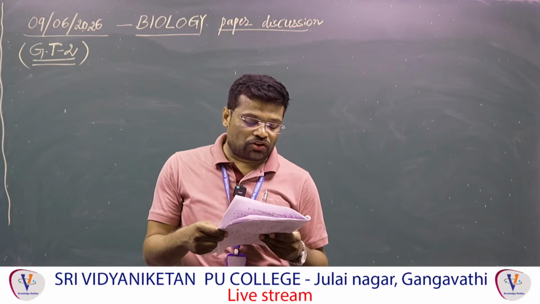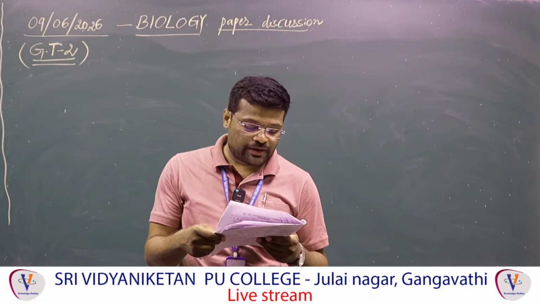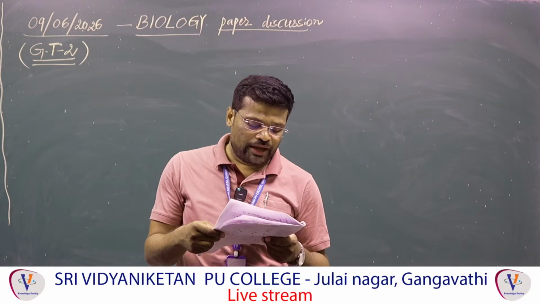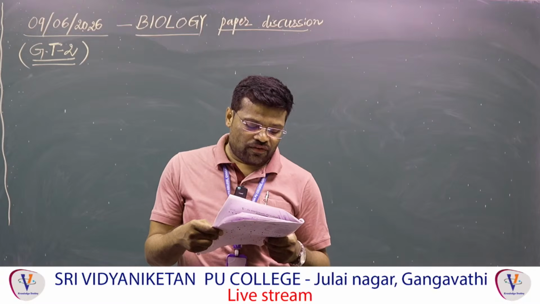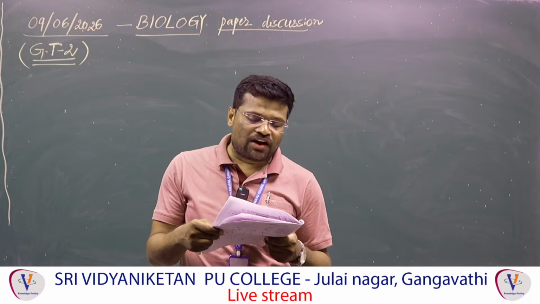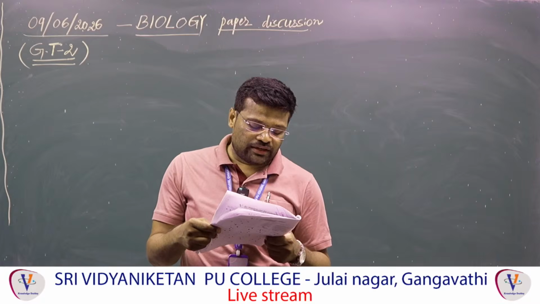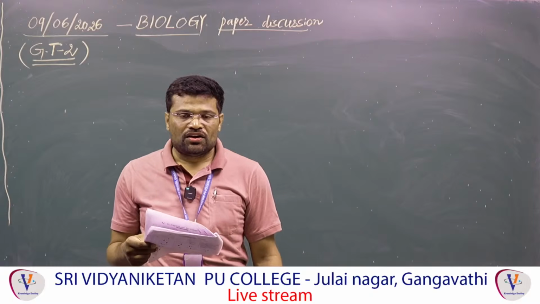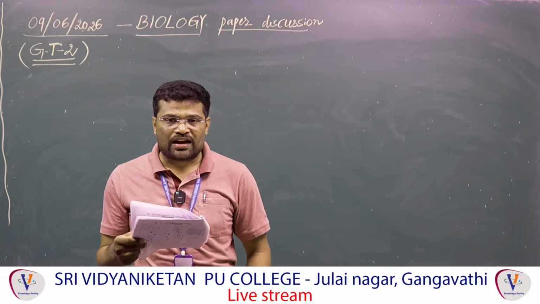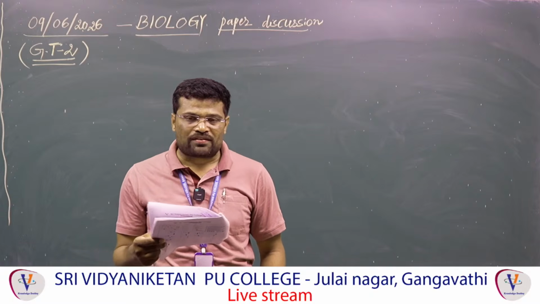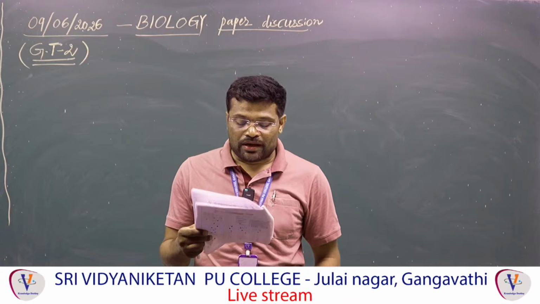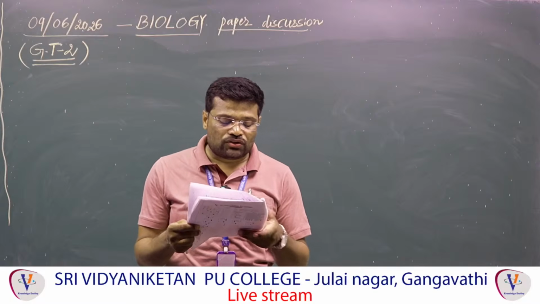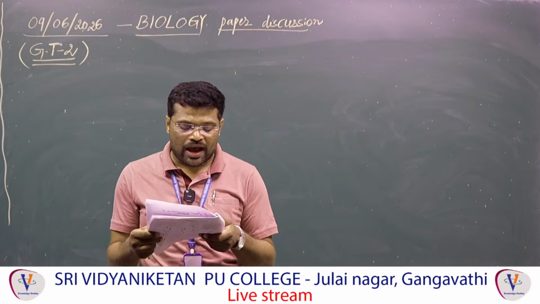117. A. Sertoli cells, 2. Nourishment. B. Leydig cells, testosterone secretion, 1. C. Vas deferens, 3. Transport of sperms. And D. Seminal vesicles, male sex accessory organs. Understood? So prostate gland, seminal vesicles, Cowper's or bulbourethral glands are male sex accessory glands. Answer is 1. A2, B1, C3 and D4.